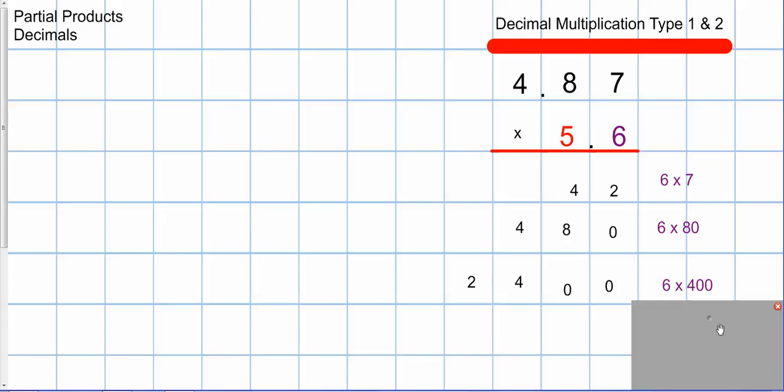Now I move on to the 5, which we represent as 50. 50 times 7 is 350.